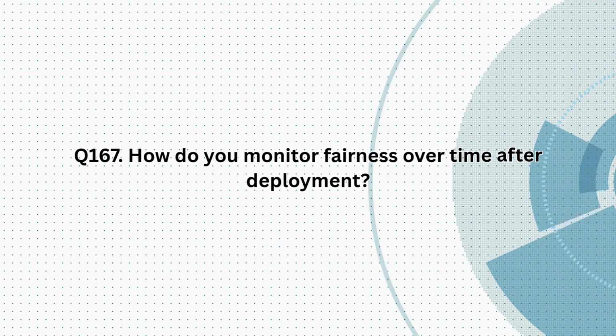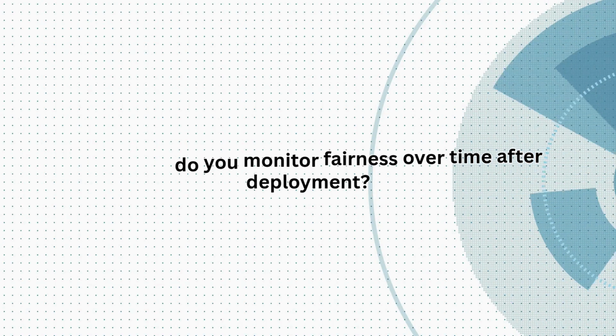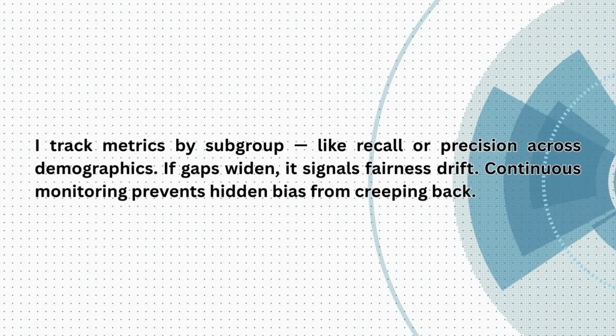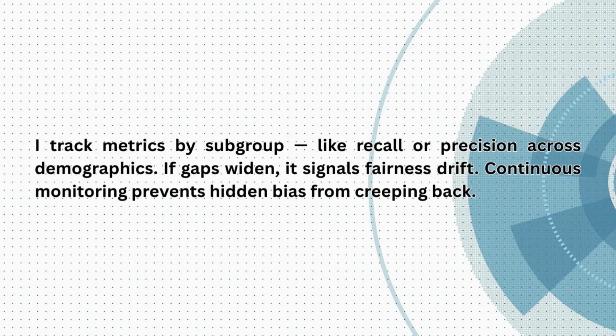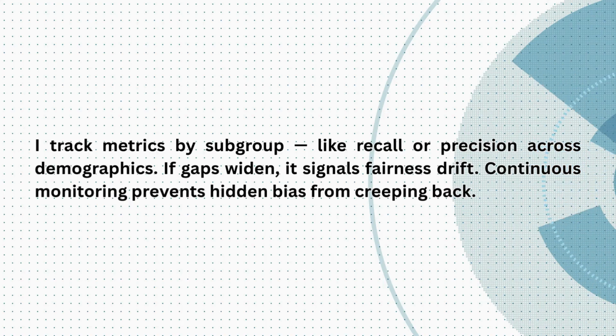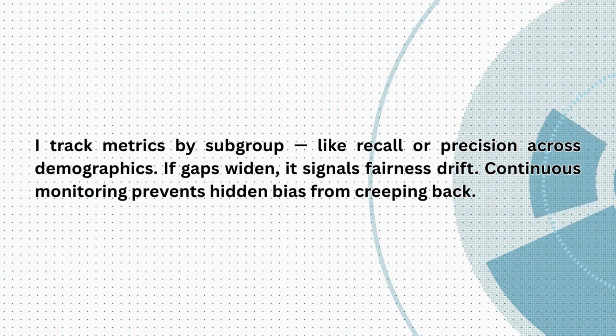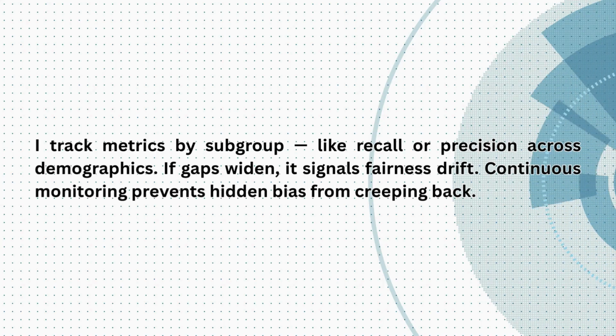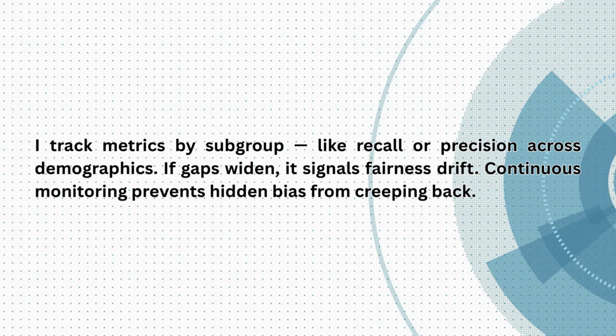How do you monitor fairness over time after deployment? I track metrics by subgroup, like recall or precision across demographics. If gaps widen, it signals fairness drift. Continuous monitoring prevents hidden bias from creeping back.